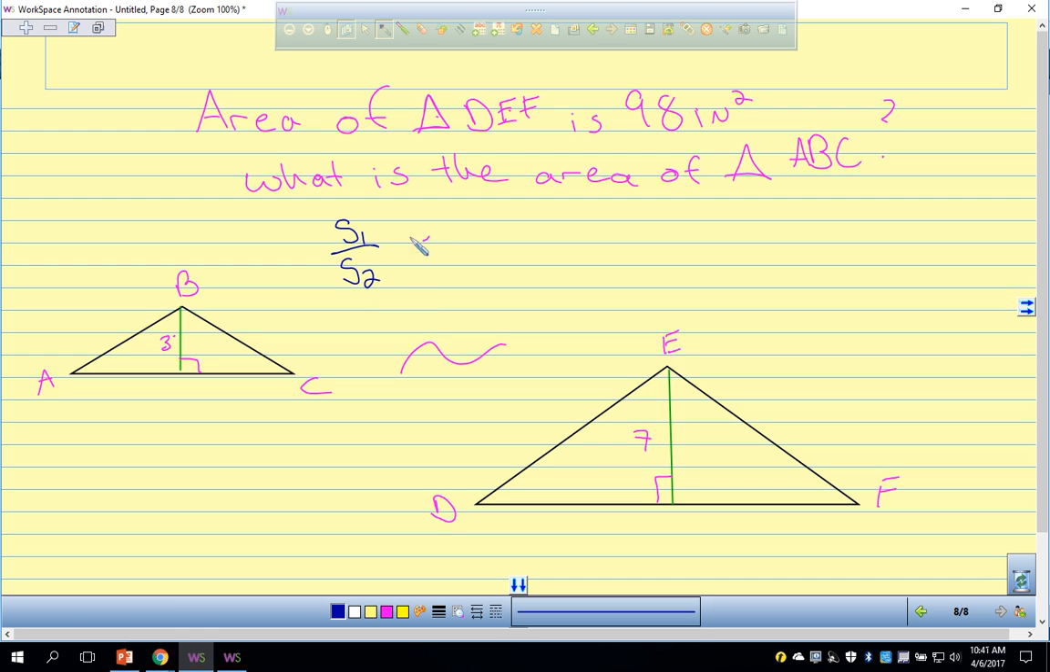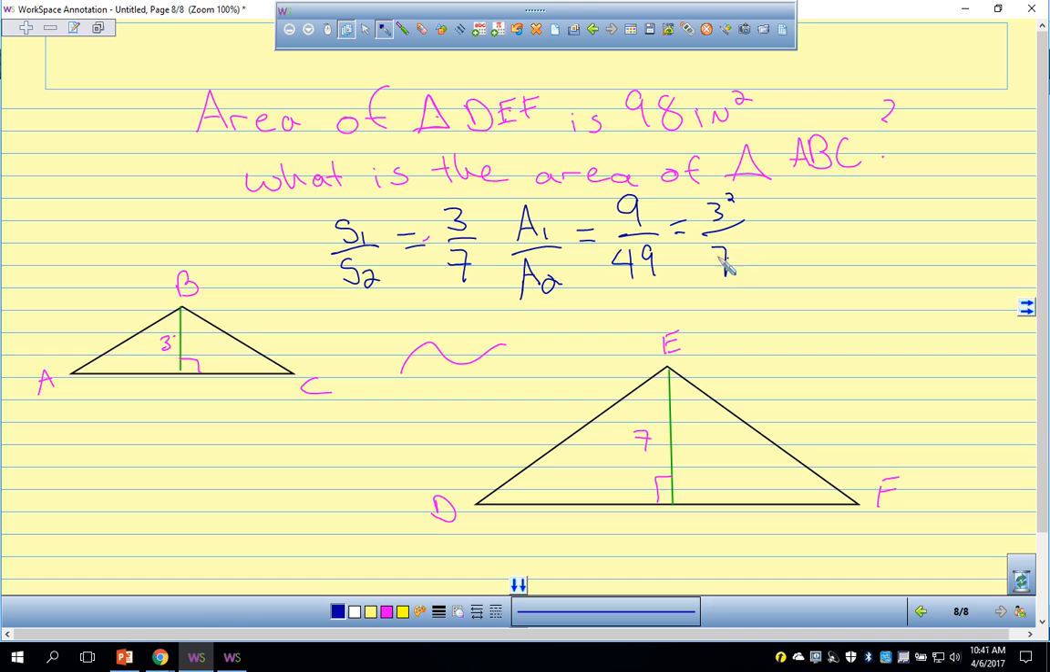So side 1 to side 2 is 3 to 7, which means that the area of 1 to the area of 2 is going to be what? What's the ratio of the areas if the sides are 3 to 7? 9 to 49, right? That is the ratio of the areas, 9 to 49. That's equal to 3 squared over 7 squared. You understand where I got that from?